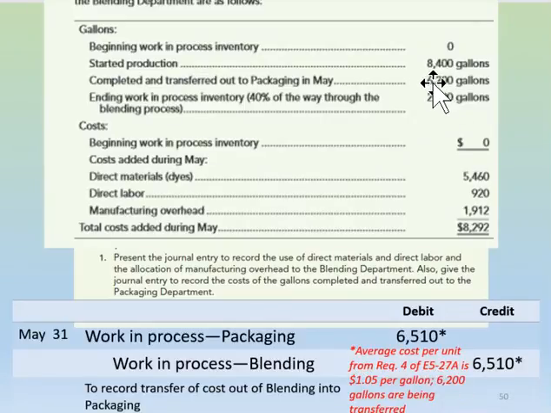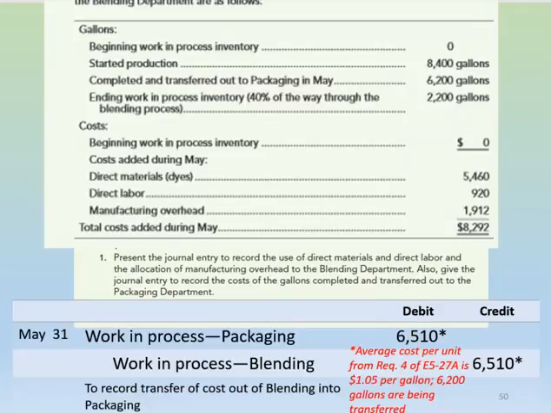So if we had 6,200 gallons that were completed and transferred out to packaging during May, we are going to debit our packaging work in process and credit the blending work in process. So we're now taking it out of blending and moving those costs, or pushing them along the process, into packaging. So we'll debit the packaging, credit the blending, takes them out of blending, moves them into packaging. In this case, 6,200 times the 105, or 651,000.